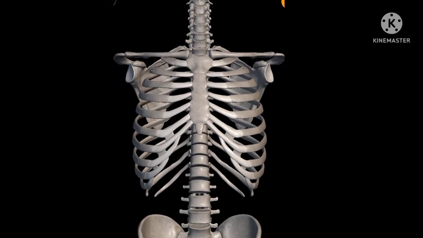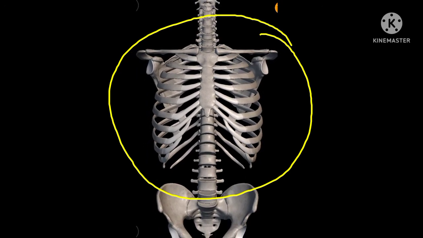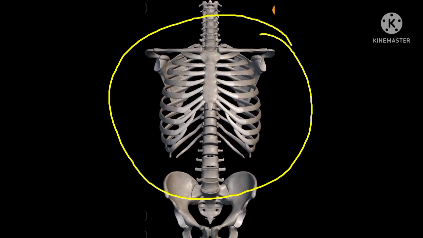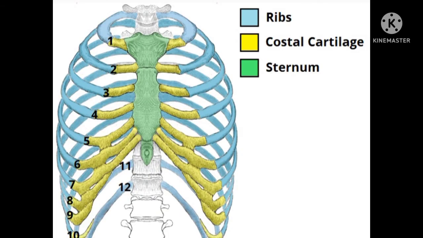Let's see the structure of this thoracic cage. A cage-like structure that protects the vital internal organs located in the chest like the heart and the lungs, then the major blood vessels here. Let's see the parts of the ribs. The blue colored portions are the bony structures, or the ribs, and the yellow colored parts are the costal cartilage that is articulating to the green colored part, that is the sternum, or the breastbone, located in the medial part of the chest.